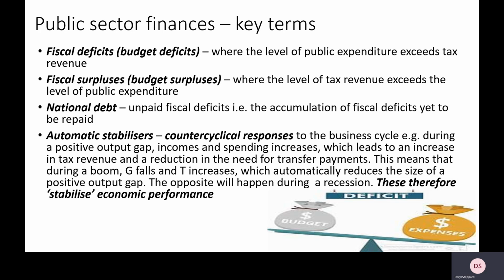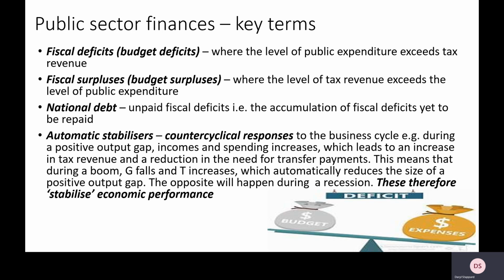Next key term is something we call automatic stabilizers, or what we call counter-cyclical responses to the business cycle. Now, if you think about what's happening here, we're in a positive output gap. We've got high GDP growth. We've got high levels of employment, and unemployment is really, really low. Generally, businesses are performing very, very well. There's high spending and high confidence in the economy.